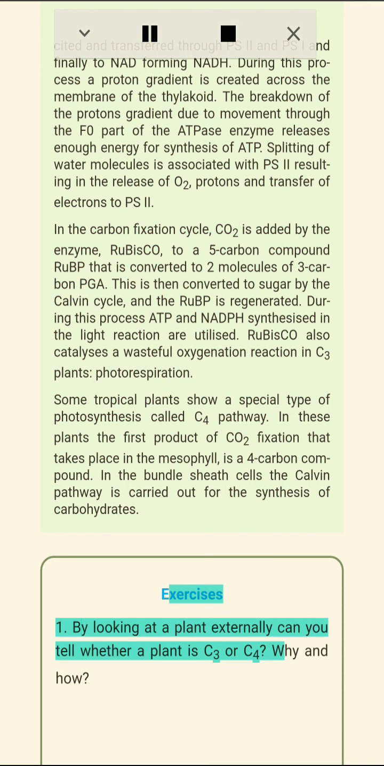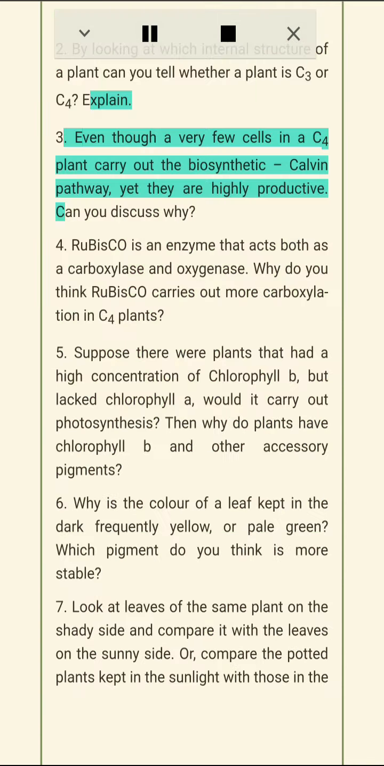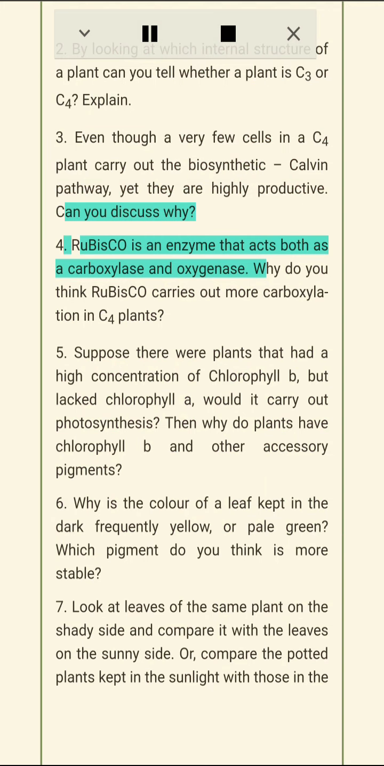Exercises. 1. By looking at a plant externally, can you tell whether a plant is C3 or C4? Why and how? 2. By looking at which internal structure of a plant can you tell whether a plant is C3 or C4? Explain. 3. Even though a very few cells in a C4 plant carry out the biosynthetic Calvin pathway, yet they are highly productive. Can you discuss why?